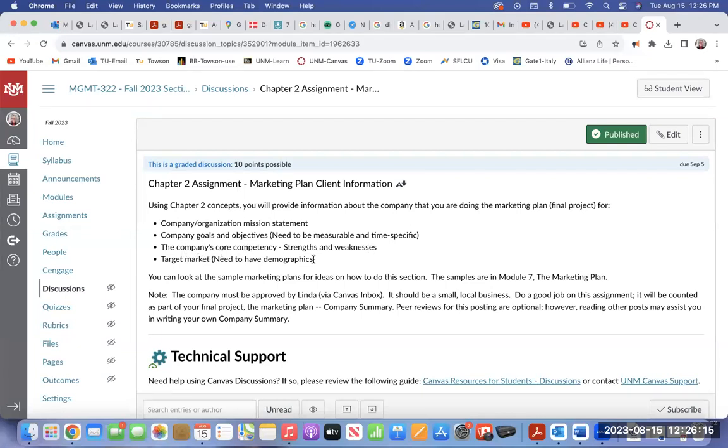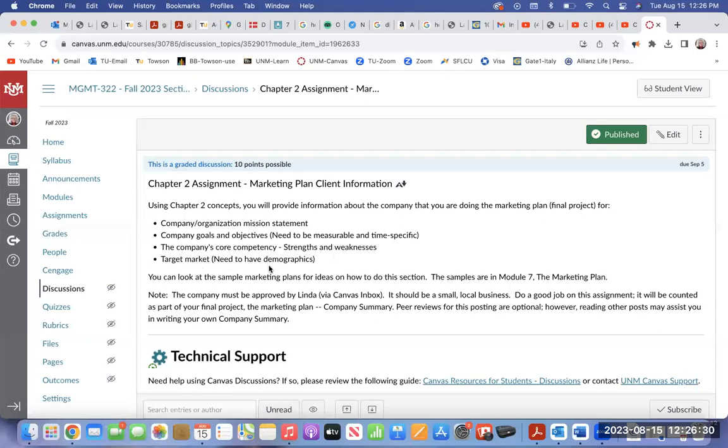The company's core competencies. So these are their strengths and their weaknesses. What do they do well? What do they need work on? And there should be at least 3 of each of these. And then their target market.